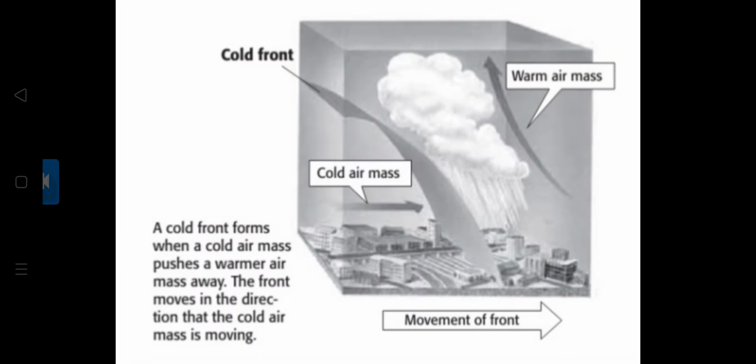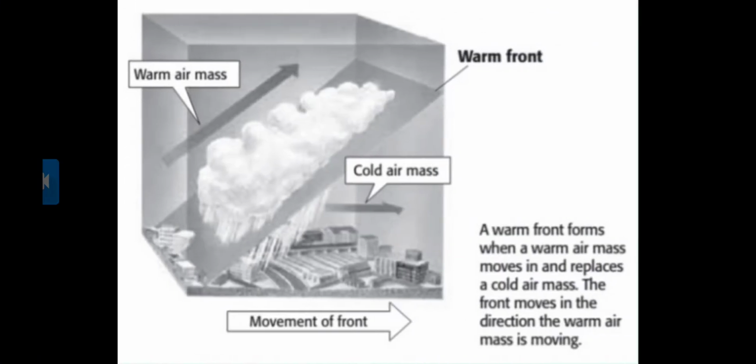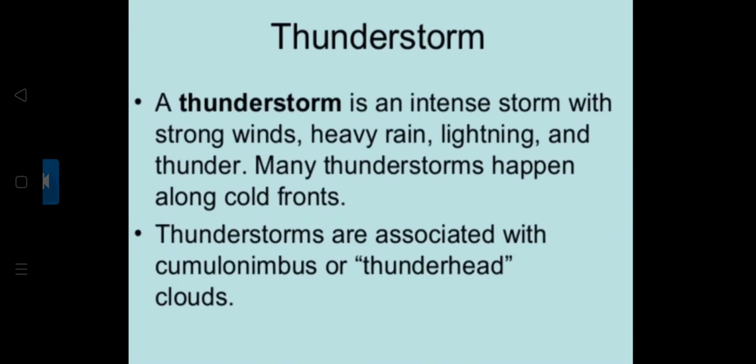How does it take place? How is the movement? It forms when a cold air mass pushes a warmer air mass away. The front moves in the direction that the cold air mass is moving. Then there is a warm front. A warm front forms when a warm air mass moves in and replaces a cold air mass that is leaving an area. The front moves in the direction the warm air mass is moving.